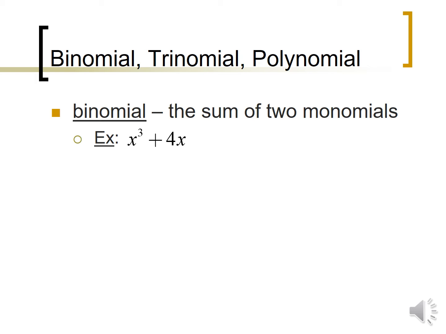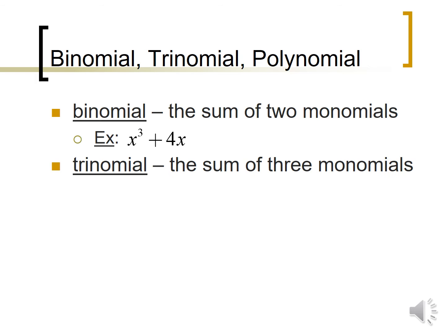Mono means one, bi means two, tri means three, like a tricycle has three wheels. A trinomial is the sum of three monomials. For example, 2x to the fourth minus 3x plus 1 is a trinomial. Monomial, one term. Binomial, two terms that we'd be adding together. Trinomial, three terms that we're adding together.